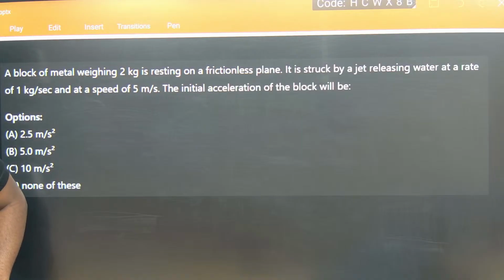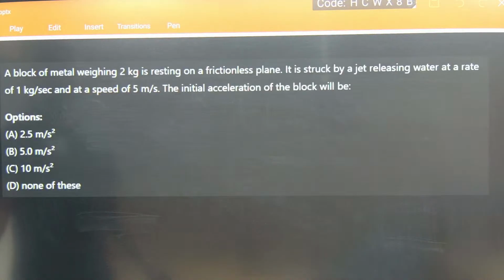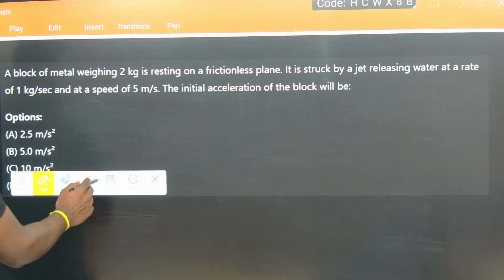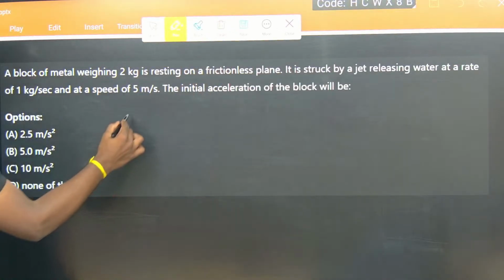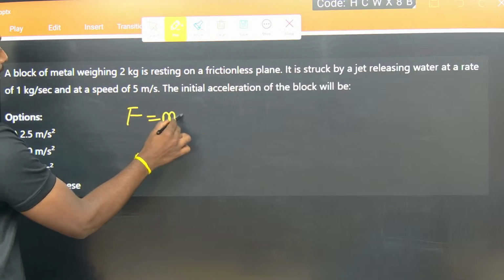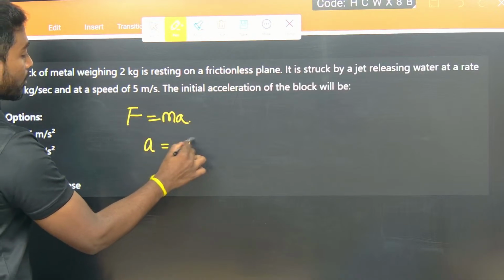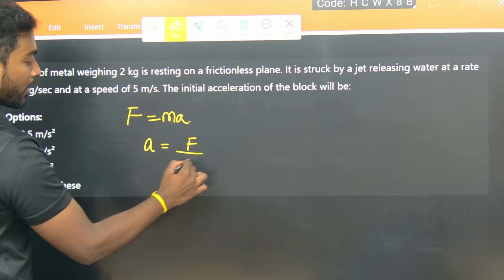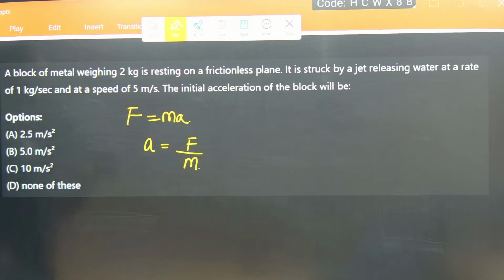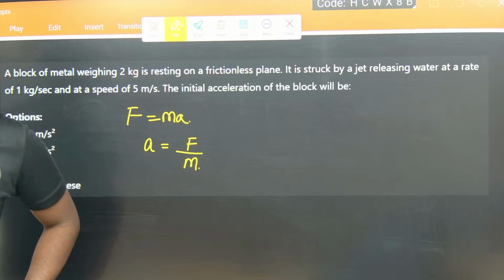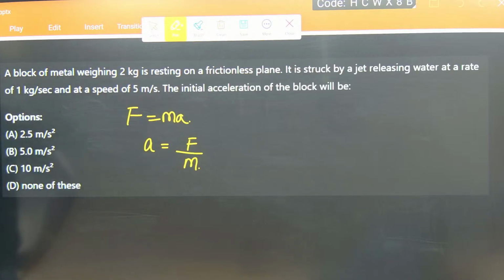So we know the formula, right? This is the question. I will give a hint here: we should use the formula force equals mass times acceleration. So acceleration will be equal to F by m. Now try to give the answer, we will see. I will give 30 seconds time.